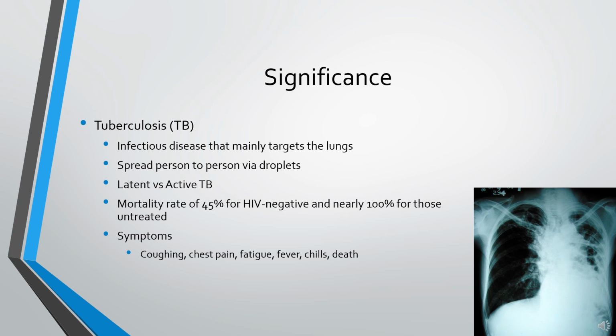spread to other people. The mortality rate of active TB is 45% for HIV-negative patients and nearly 100% for HIV-positive individuals when untreated, making this a serious problem, especially in developing countries. The symptoms of TB include coughing, chest pain, fatigue, fever, chills, and even death due to the destruction of lung tissue associated with an infection with this microbe. The image on this slide depicts an X-ray of severe pulmonary TB.